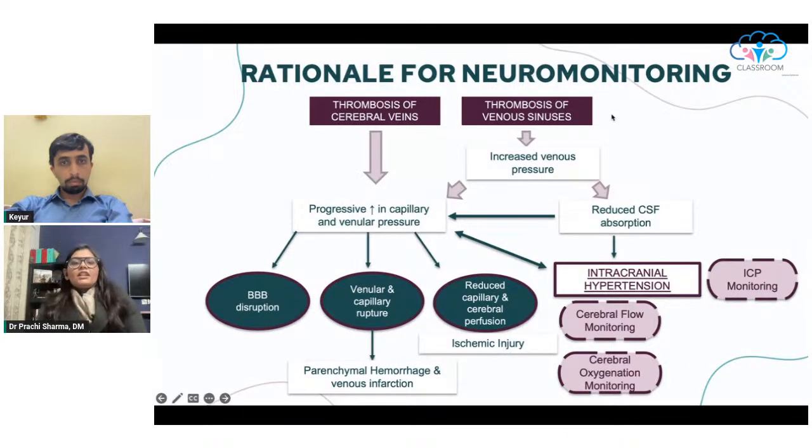So coming to neuromonitoring now, as I already mentioned in the pathophysiology, the rationale for neuromonitoring can be understood if we go back to the pathophysiological mechanisms. Because intracranial hypertension is the main cause of deterioration in these cases, ICP monitoring can be used, and because subsequently there is ischemic injury and reduction in the cerebral perfusion, cerebral flow monitoring and cerebral oxygenation monitoring can be utilized in these cases.